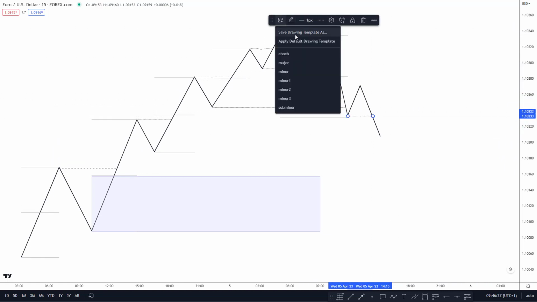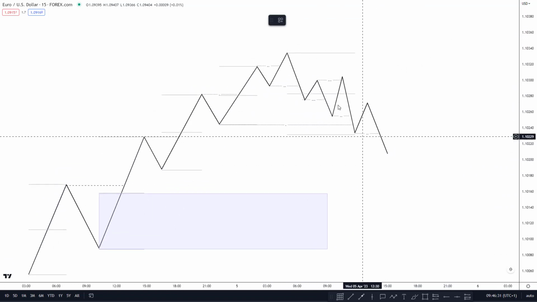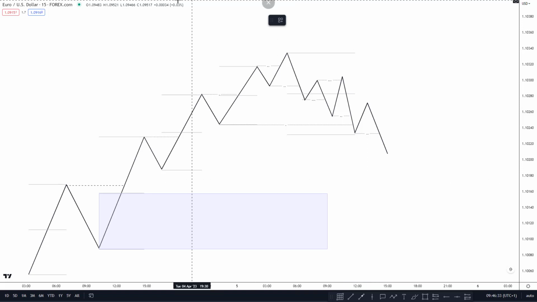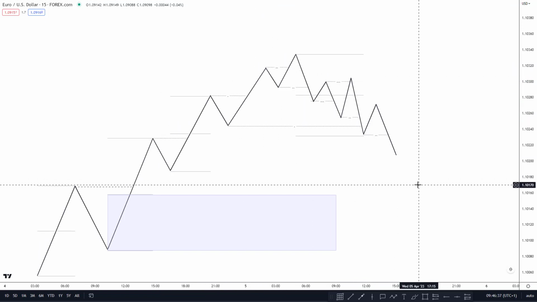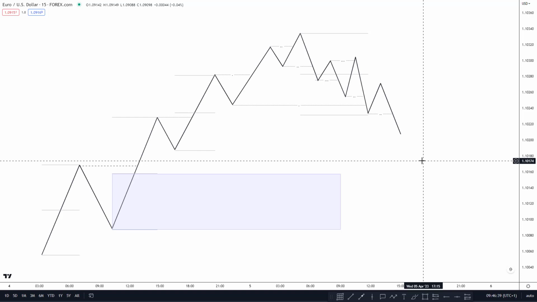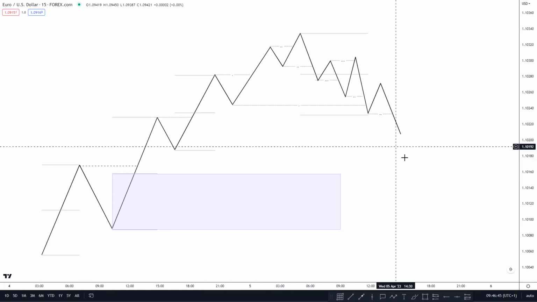So it all depends on what's been mitigated and what was last broken and what the highest form of structure is in the current range, and it keeps going on like that. So that is how you can map structure when it's ranging, and you can get very confused as to what's going on in price, but when you map it like this, it actually all makes sense.